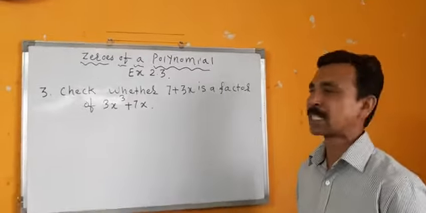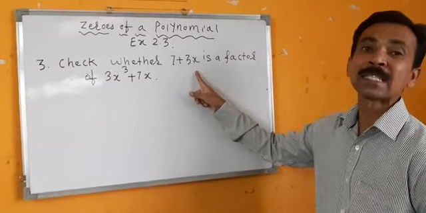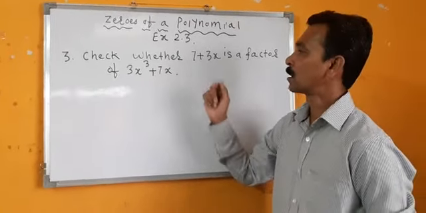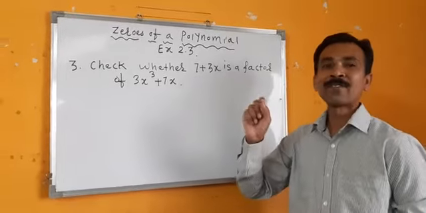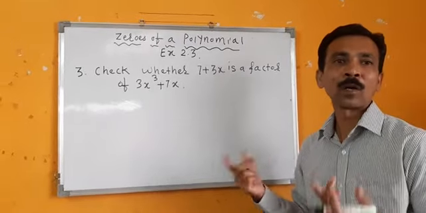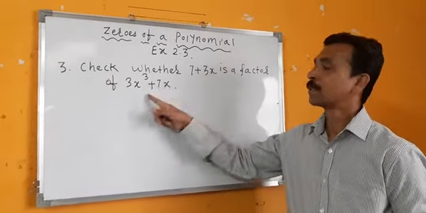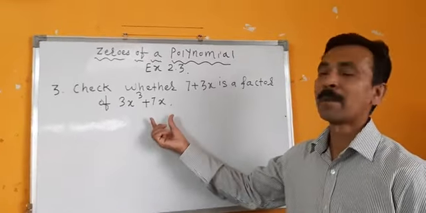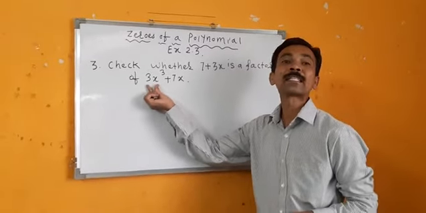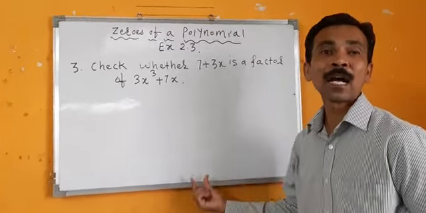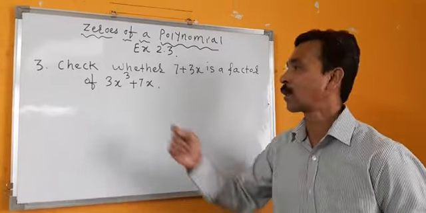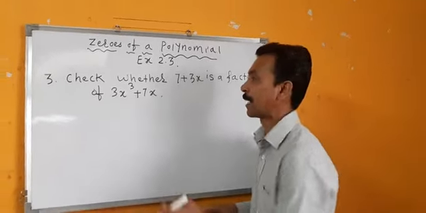The last sum of the exercise: check whether 7 plus 3x is a factor of 3x cube plus 7x. The meaning of the example is that if the remainder comes 0, because the question is to check whether it can come 0, it may not come 0. If the remainder comes 0, then we can say 7 plus 3x is a factor of 3x cube plus 7x. If the remainder does not come 0, then 7 plus 3x is not a factor of 3x cube plus 7x.